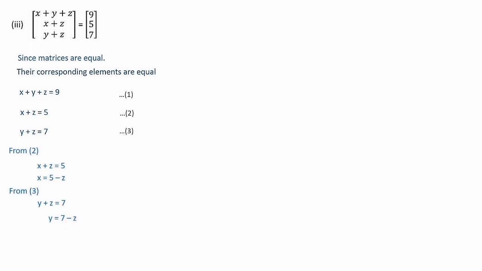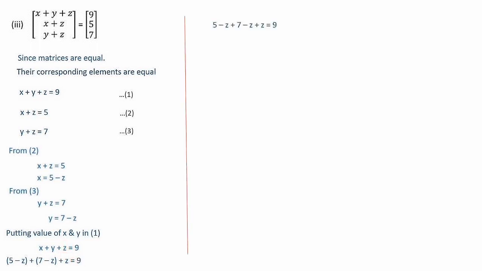So when we substitute these two in equation number 1, we will get x plus y plus z is equal to 9. That is our first equation, and x value is 5 minus z, y value is 7 minus z, plus third variable z is equal to 9. And when we solve this one, 5 minus z plus 7 minus z plus z is equal to 9. Same thing, only we have removed the bracket. Even without bracket if you write also it's okay.